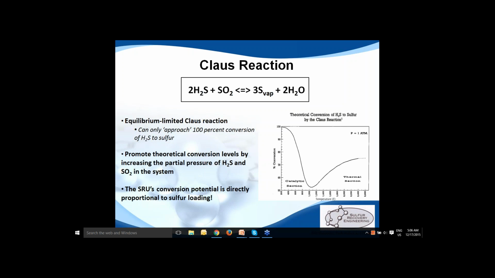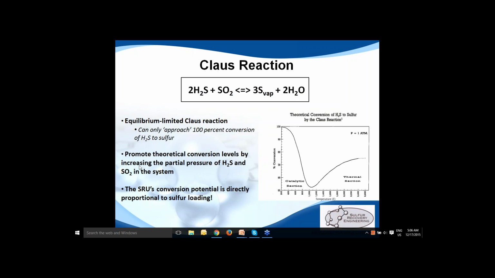What is very important, and really the focus today in terms of managing turndowns, is that it's not an ideal situation because overall the SRU's conversion potential is directly proportional to sulfur loading.